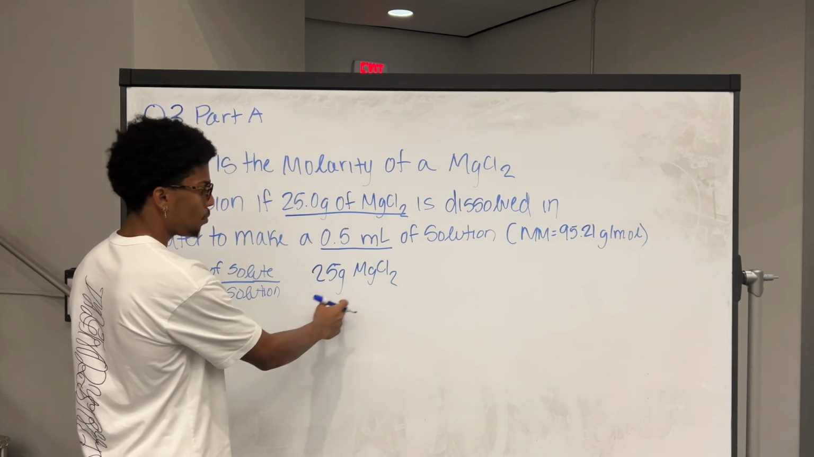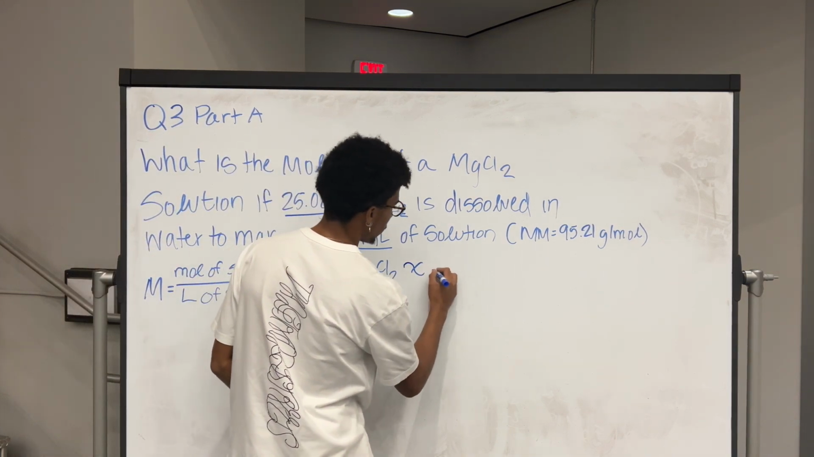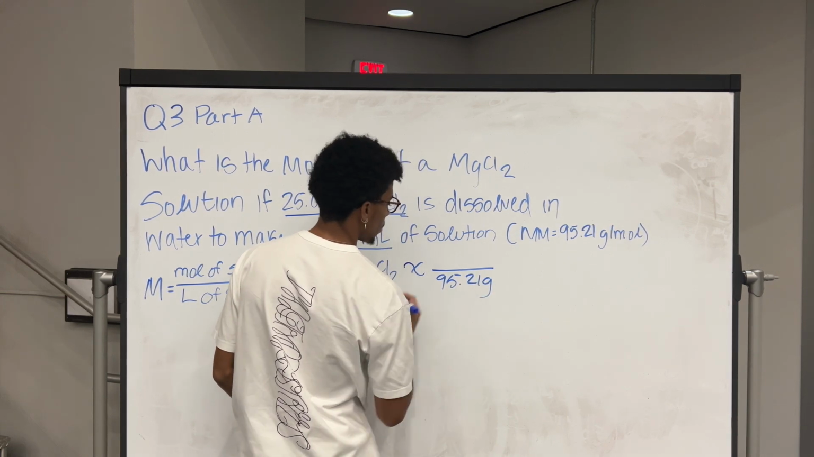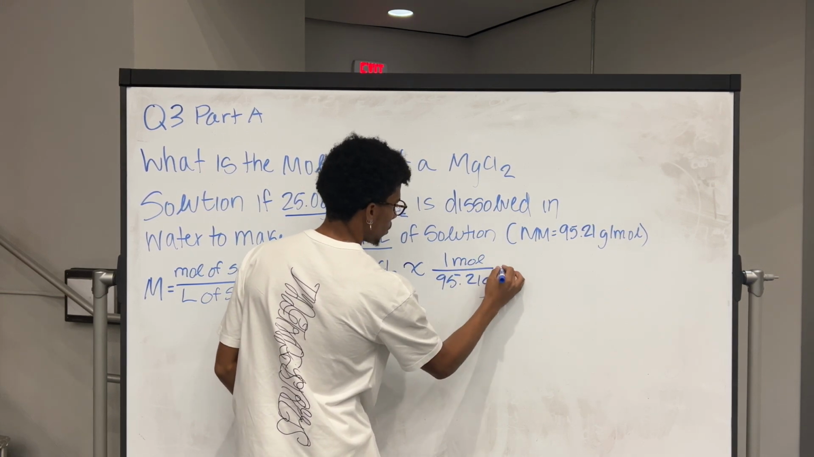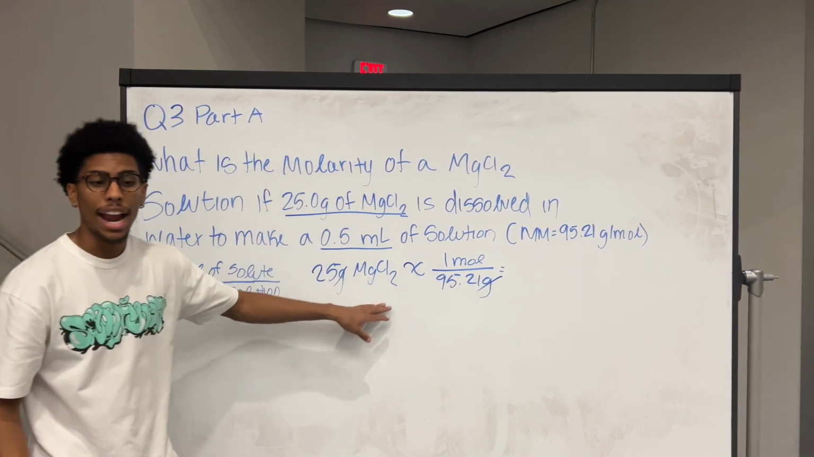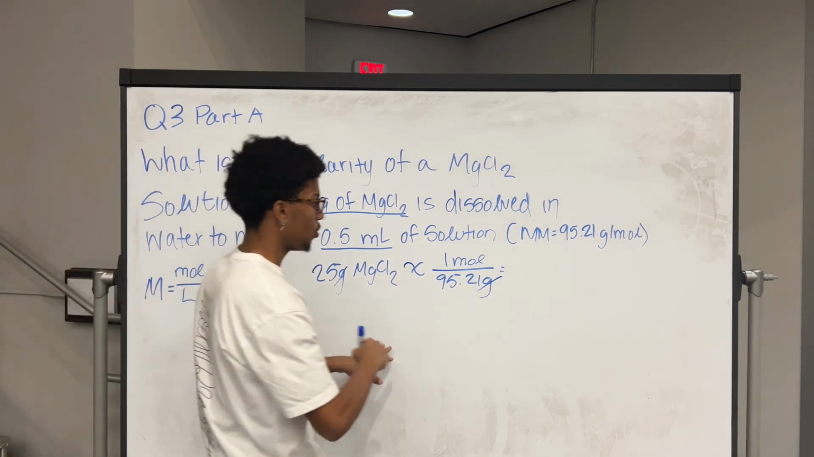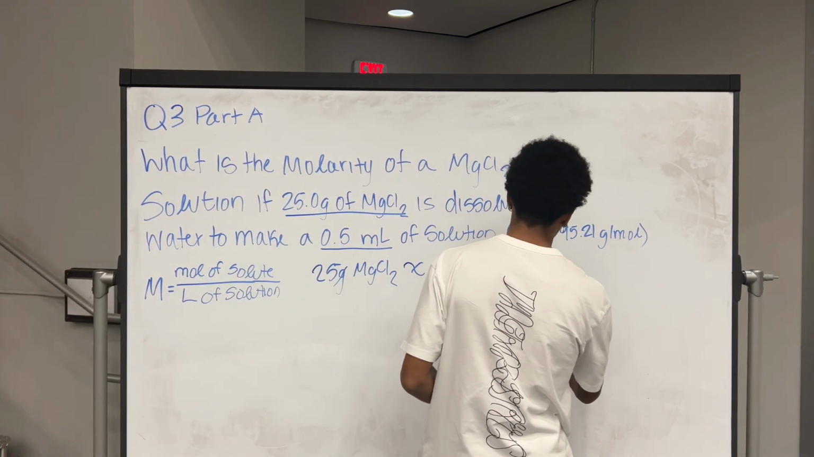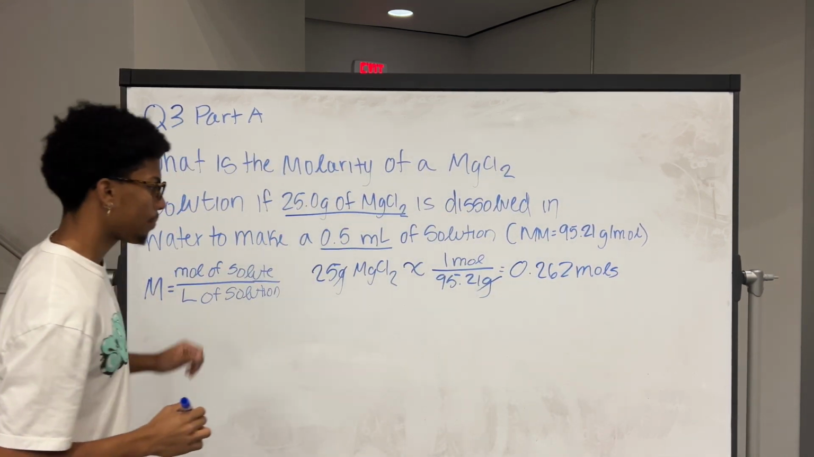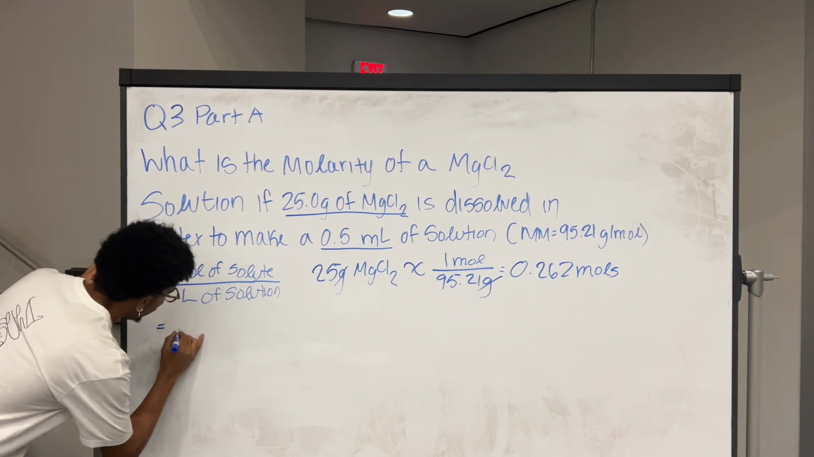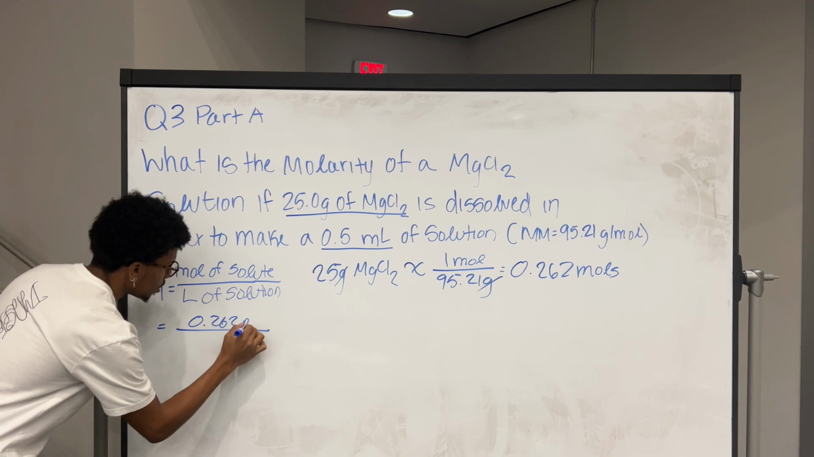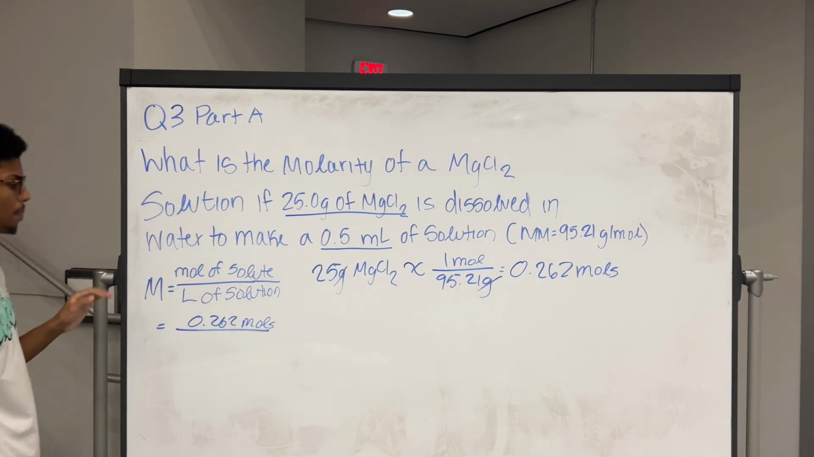So we want to cancel out grams, so the grams for the molar mass is going to go on the bottom. It's going to be 95.21 grams per 1 mole. Okay, so this is the setup. We cancel out our grams, and our answer will be in moles. And the answer that you'll get if you plug into your calculator is 0.262 moles. Okay? So we can plug that into the top part of our equation.